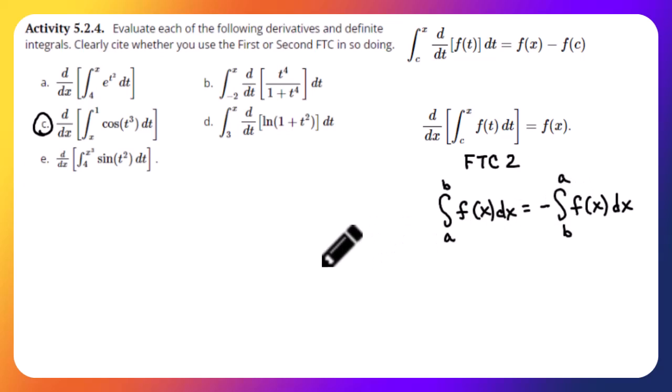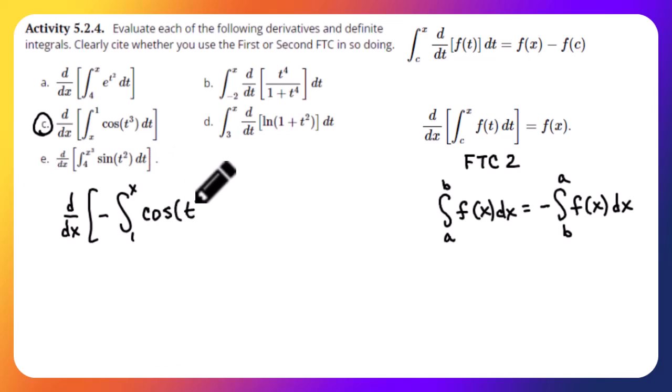So if we want to switch the lower and upper limits, we just have to pull out a negative sign from our integral. So for part C, we might start by writing that this is the derivative of minus the integral from 1 to x of cosine of t cubed dt.